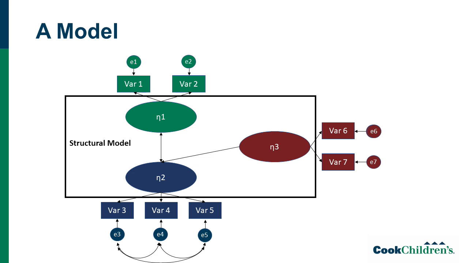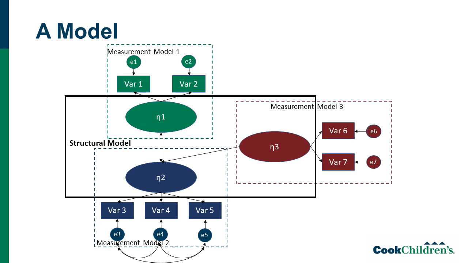Now we're going to overlay the structural model. The relationships among the latent variables eta 1, eta 2, and eta 3 represent the structural model. The researcher details these relationships by writing a series of equations, and the combination of the equations specifies the pattern of relationships. So this is our structure, looking just at your latent variables.